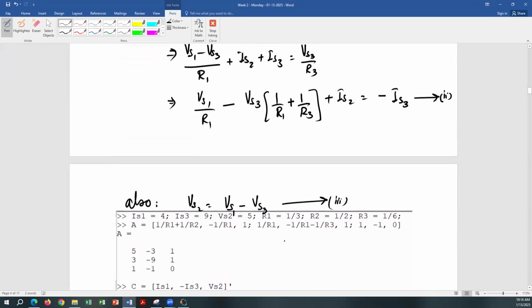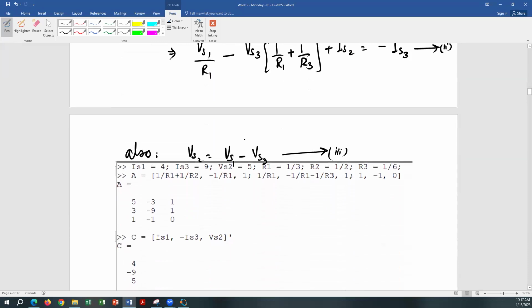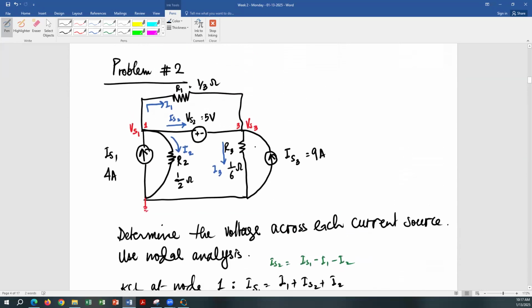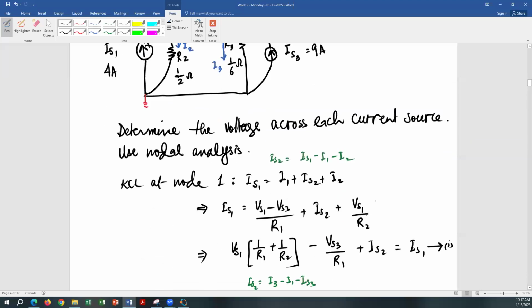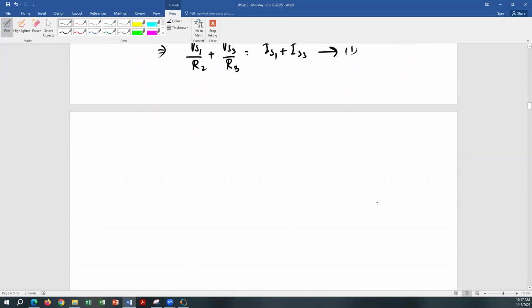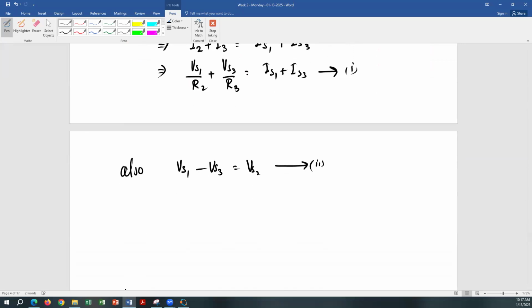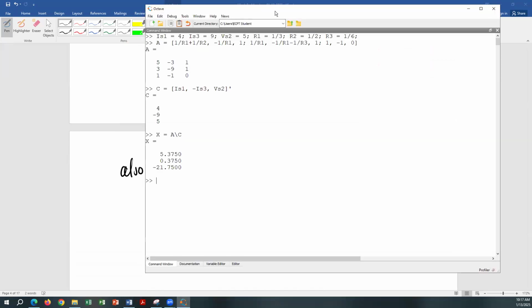And then for equation 2, we're going to do the same thing as we did to write equation number 3 for without supernode. That is, the difference between the two voltages is the source voltage. So Vs1 minus Vs3 is equal to Vs. So with supernode, we will end up with two equations in terms of only node voltages. It's not calculating the current passing through the source Vs.